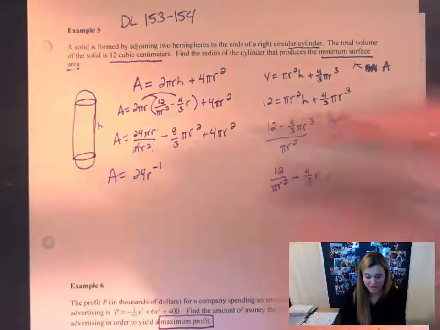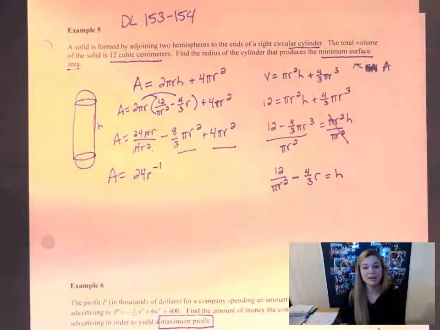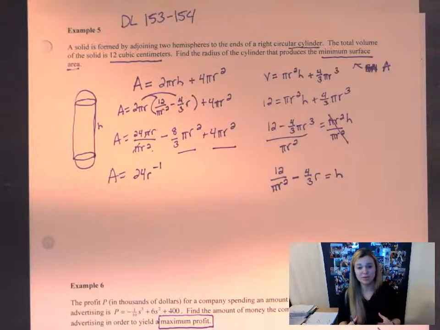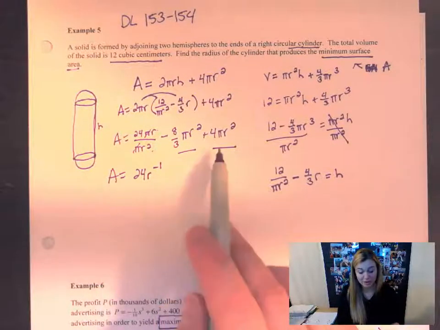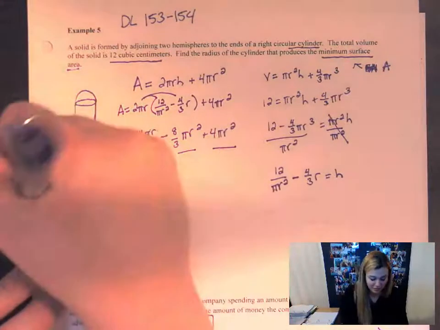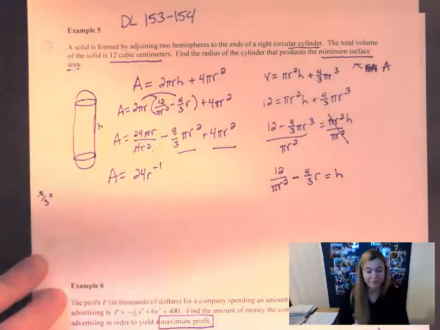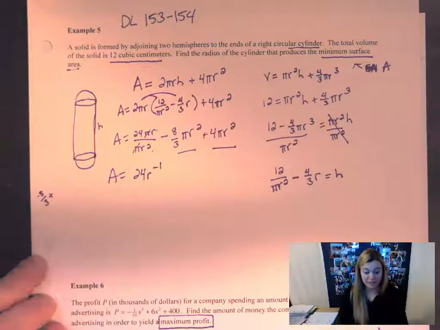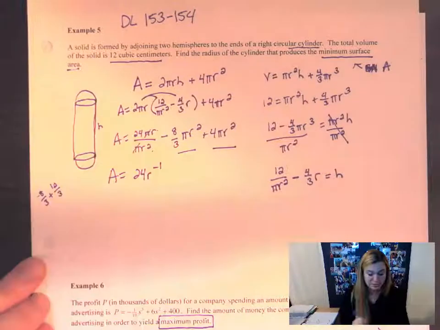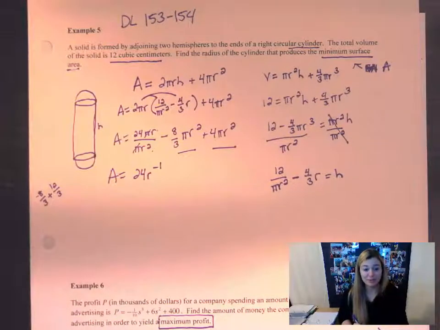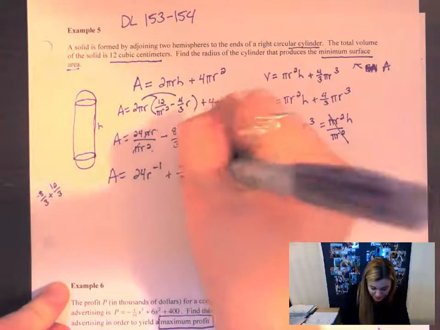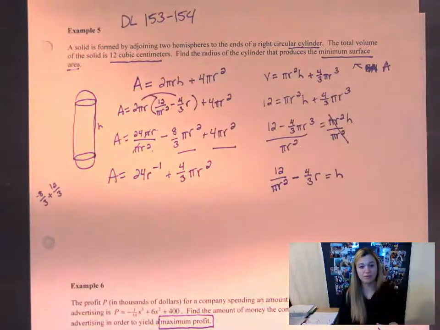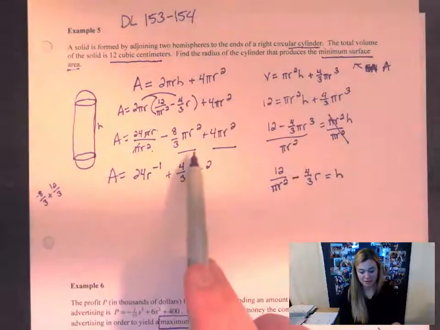This doesn't look like what we usually think of as like terms, but they are. They're both pi r squareds. So I have negative 8/3 pi r squared and positive 4 pi r squareds. If I take over on the side somewhere, negative 8/3 plus 4. 4 is the same thing as 12/3. If I add negative 8 plus 12, I get 4/3. So even though this looks crazy, I actually just have 4/3 pi r squared instead of negative 8/3 pi r squared plus 4 pi r squared.